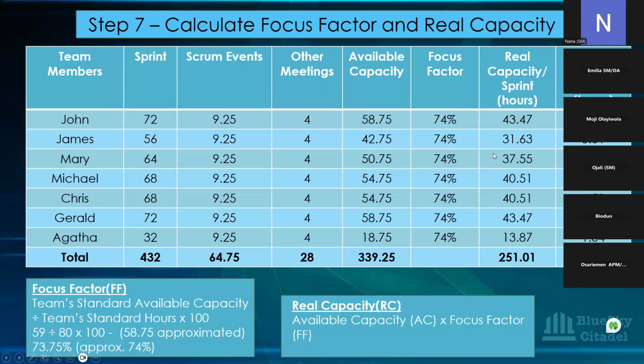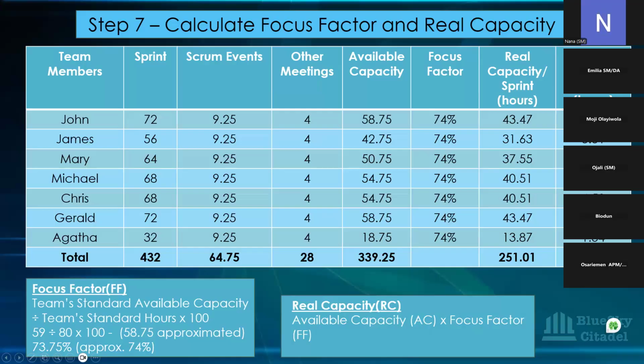Now, this is the hours they have per sprint. 251. We're coming from 520, remember? And then per day is 27.83. Because remember, the time for Agatha will be different because she's borrowed capacity. So that's why you have our own. So that means our own time for the sprint is 13.87 for the whole sprint. You just have 13 hours for the whole sprint. So that is the realistic capacity for the team, 251.01. That is what you have.